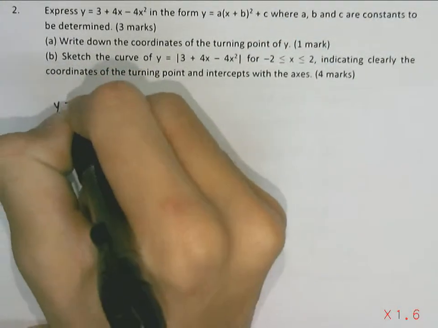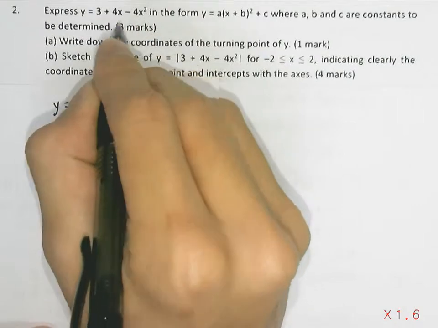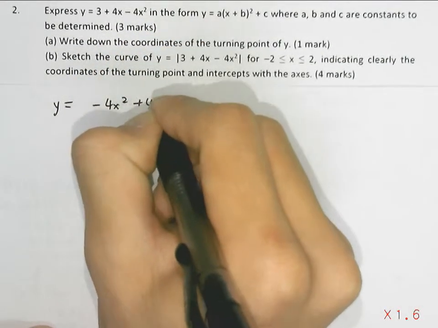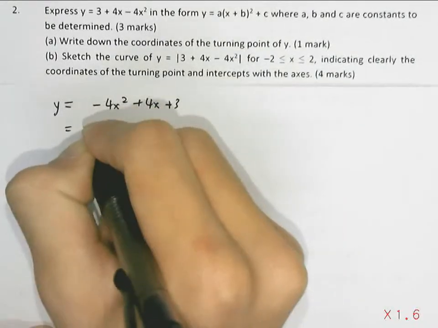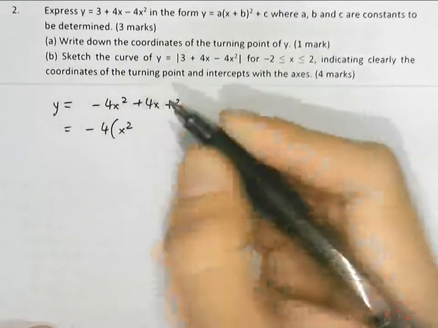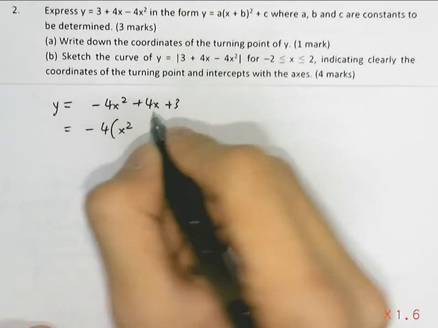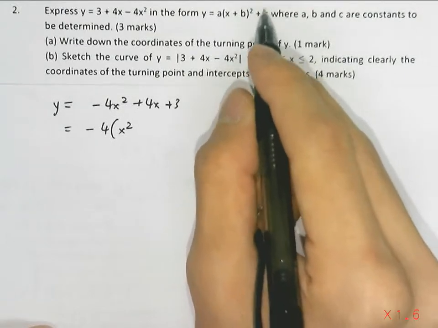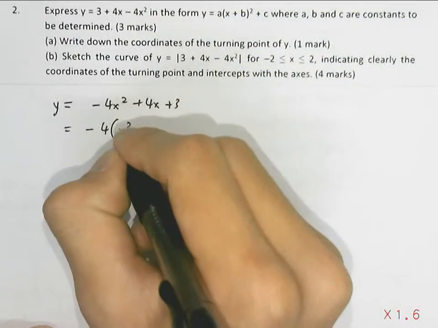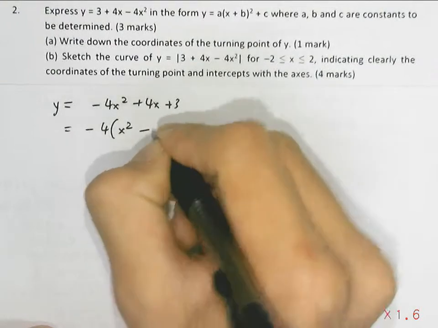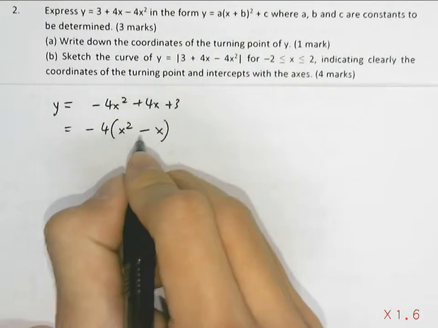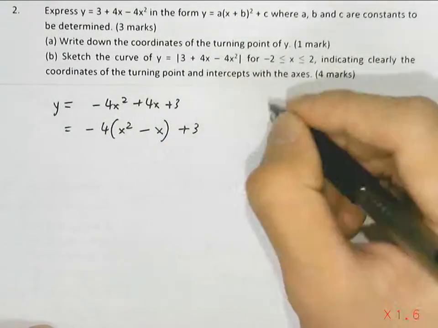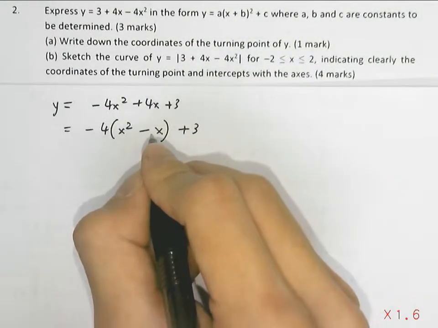So we start off with the equation. We start off with the highest power first. So minus 4x squared plus 4x plus 3. We just factorize out the minus 4 for the x squared and the x term, because the constant will simplify afterwards into a different c. So this will give us minus x, because minus 4 times minus x gives 4x positive, plus 3.